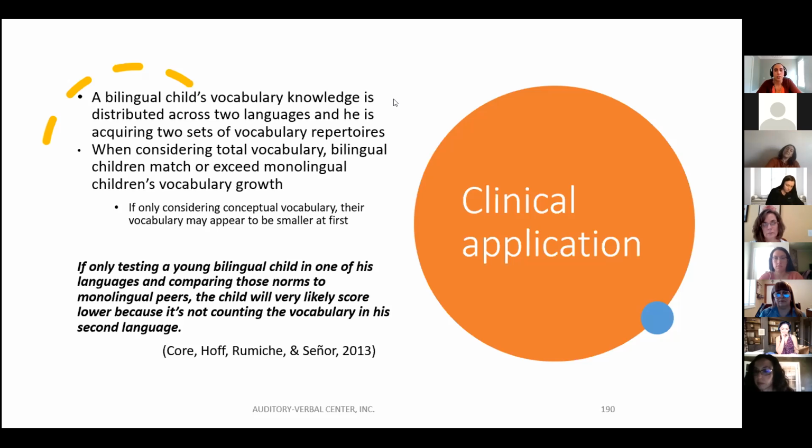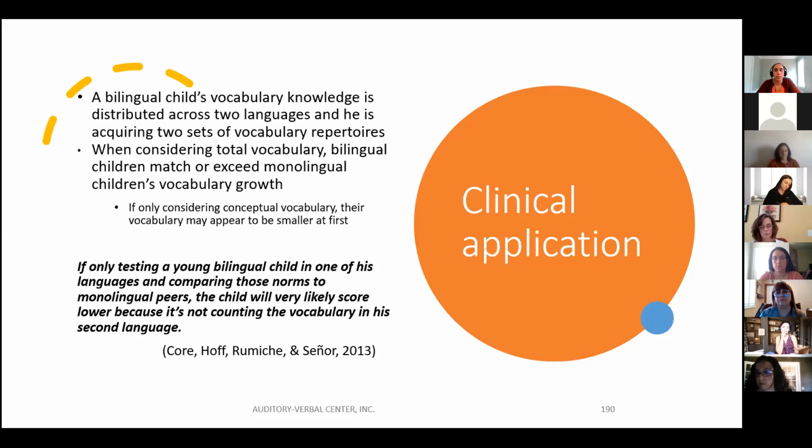A bilingual child's vocabulary knowledge is distributed across two languages. And he's acquiring those two sets of vocabulary at the same time, but they influence each other. And also when considering total vocabulary, we know that bilingual children will match or exceed monolingual children's vocabulary growth. But if we only are counting their English words, for example, and we don't give them credit for any of the Spanish words they know, then their vocabulary may appear smaller at first.